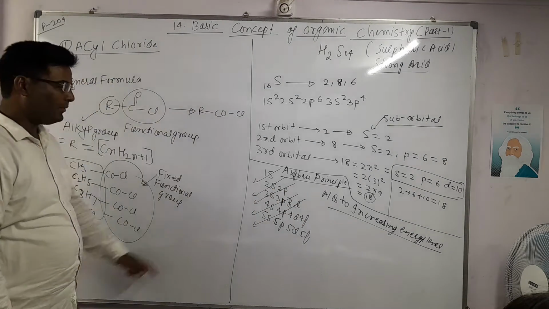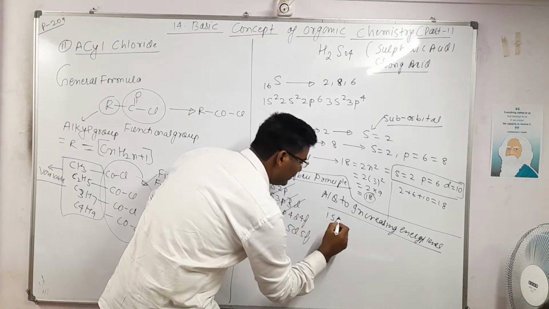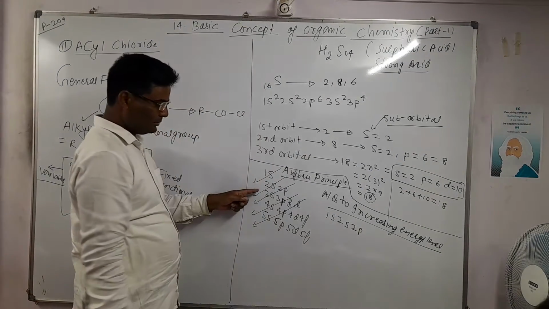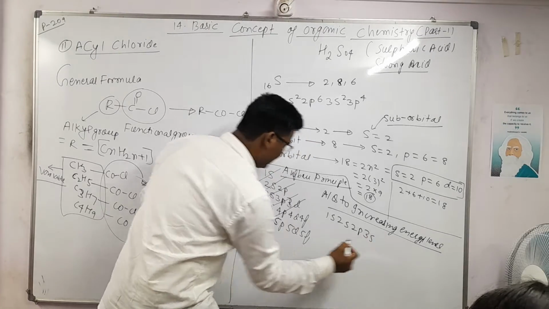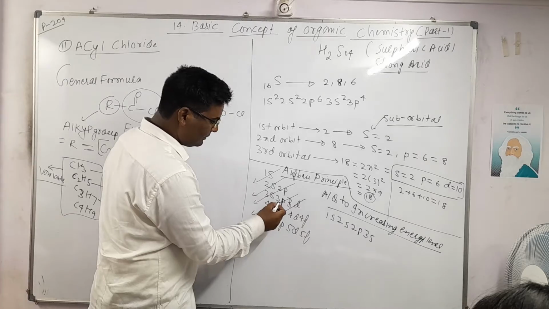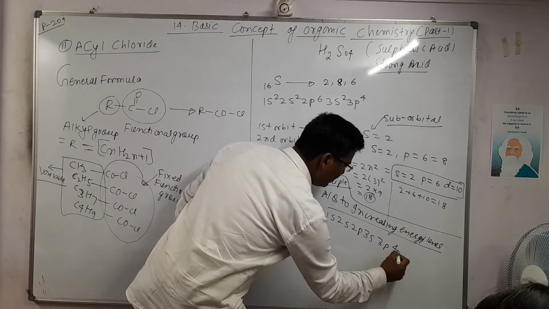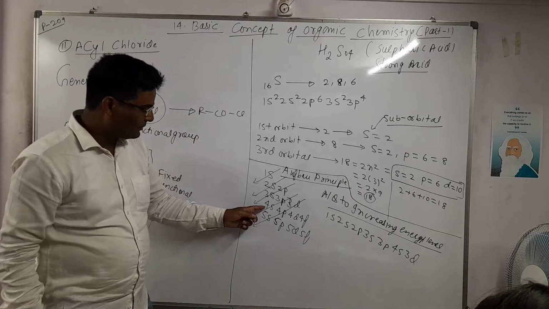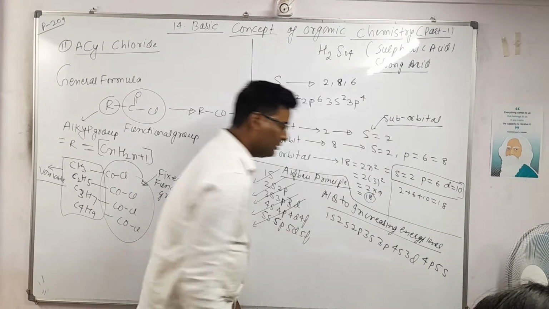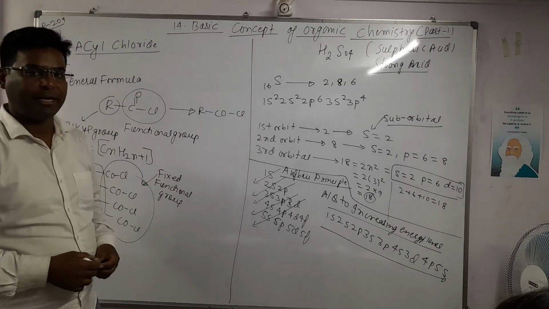If I write according to increasing energy level, it will be 1s, then 2s, then 2p, then 3s, then 3p, then 4s, then 3d, 4s after 3d, then 4p, 5s. So this is your increasing energy level order of orbitals, right?